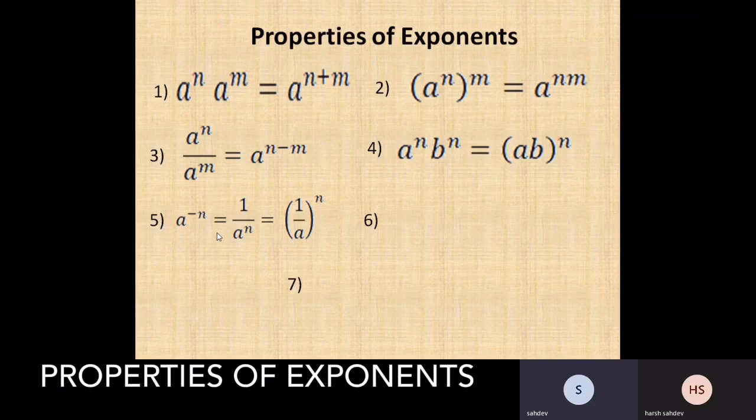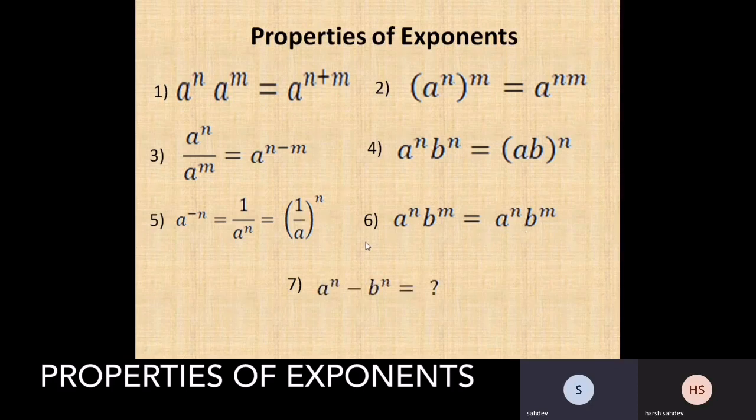Now this one is important. a raised power minus n equals 1 upon a raised power n. Now how can we do this? It's simple. Anything raised to a negative power, we always reverse that number and raise it to that power. So either you can write it as 1 upon a raised power n, or you can write it as 1 upon a, whole raised power n. Next, a^n into b^m. Now both the powers and the bases are different, so we cannot do anything to them. They will remain the same.